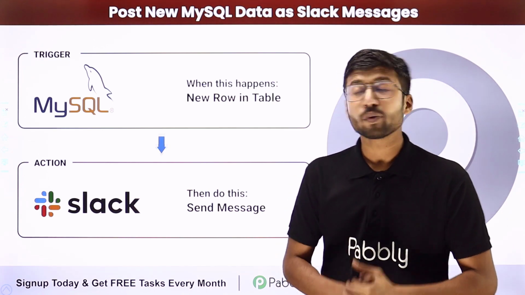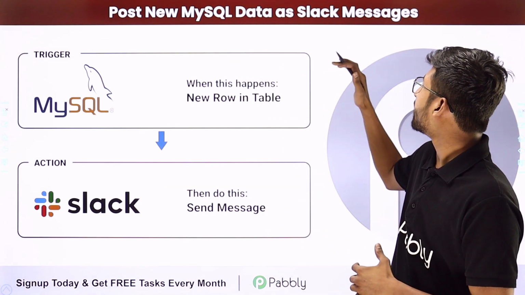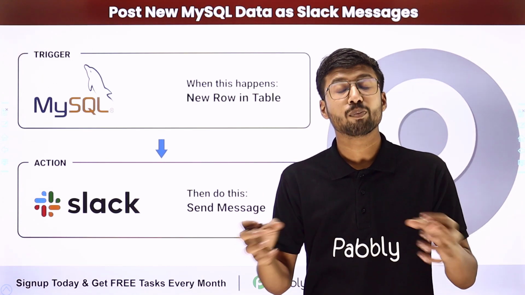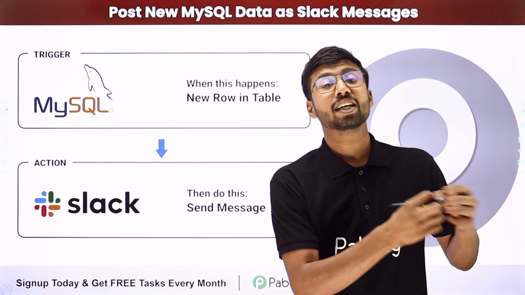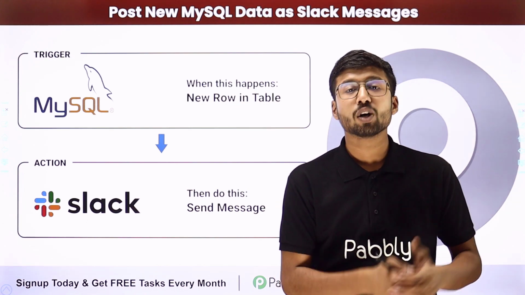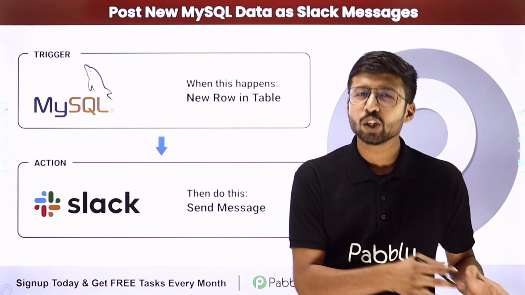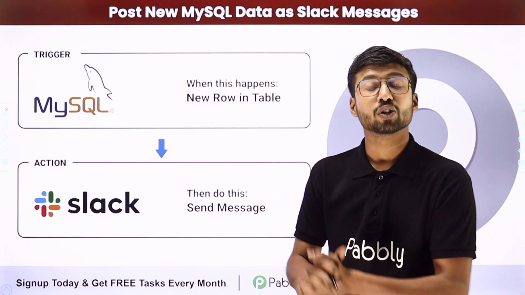So in this video, we are going to learn how to post new MySQL data as Slack message. Now suppose guys you are getting some random data from multiple sources and you are adding that data into your MySQL database. And you want that whenever a new row of data is added in a new table in MySQL, you want to get that same data as a message on your Slack channel.